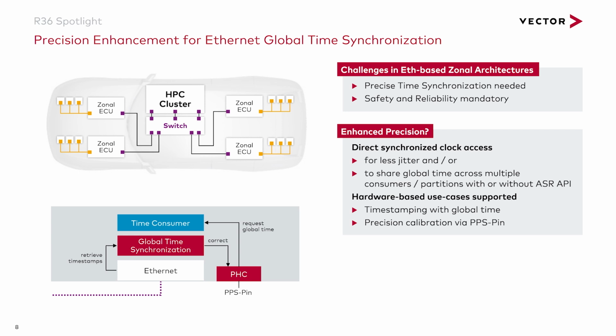The key change is that the hardware clock itself is now synchronized directly. The global time is corrected inside the physical hardware clock, instead of being calculated and converted in software. This significantly reduces jitter and allows multiple consumers, even across cores or partitions, to access the same precise global time source. This also enables new hardware-based use cases, such as timestamping based on global time and fine-grained precision calibration using the PPS pin.